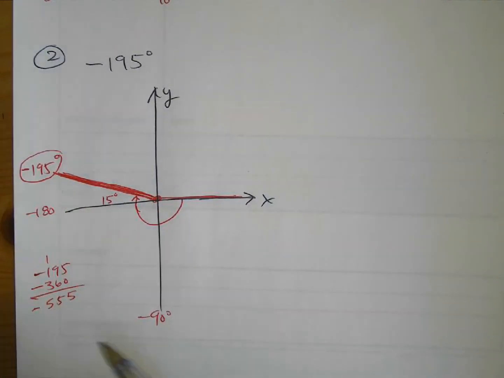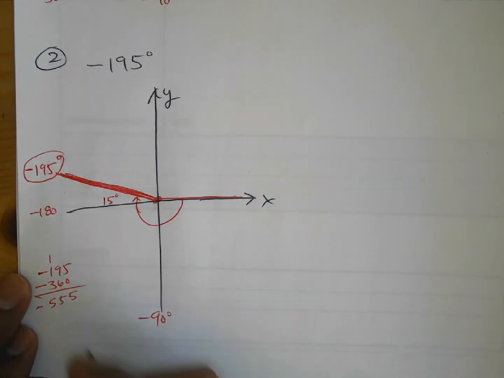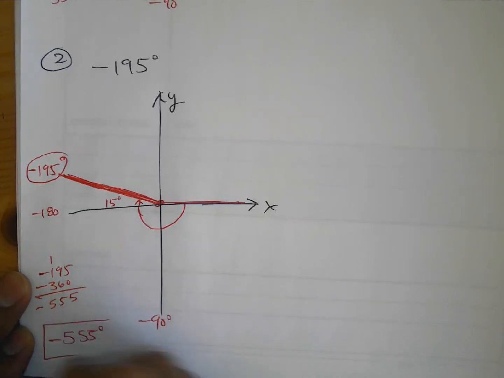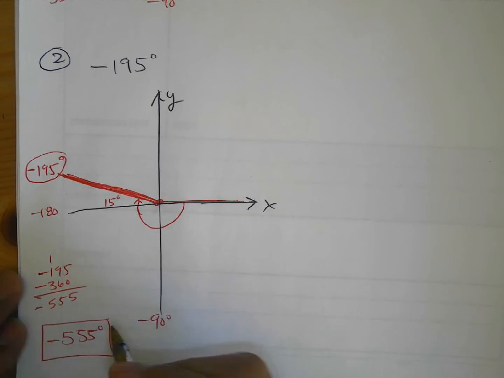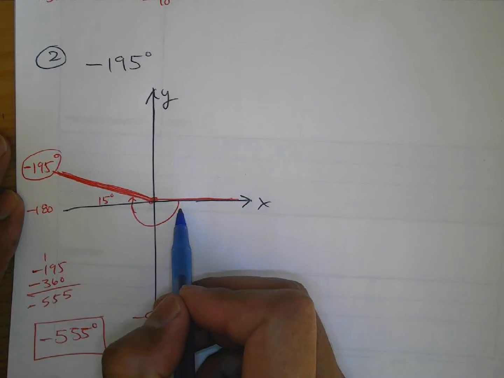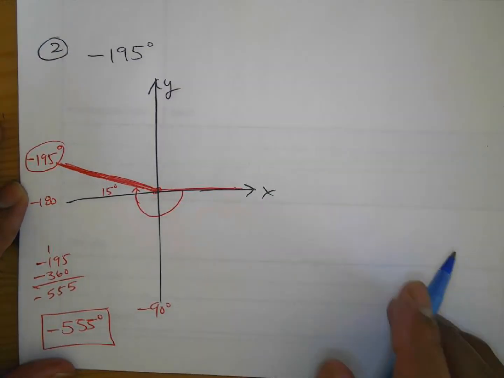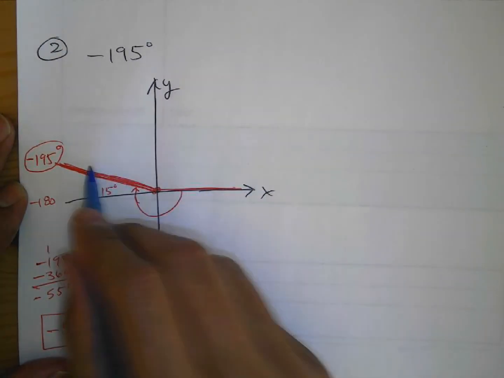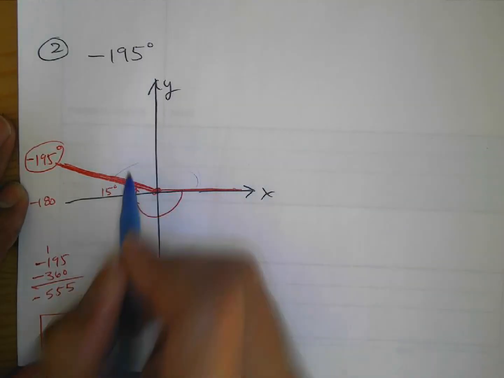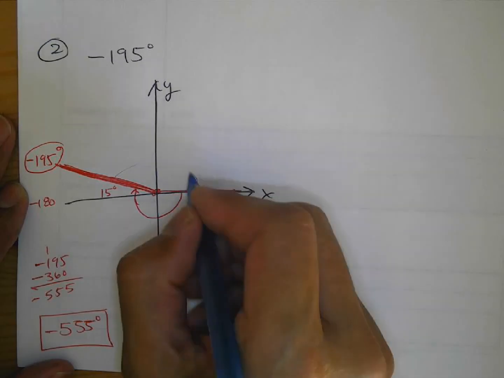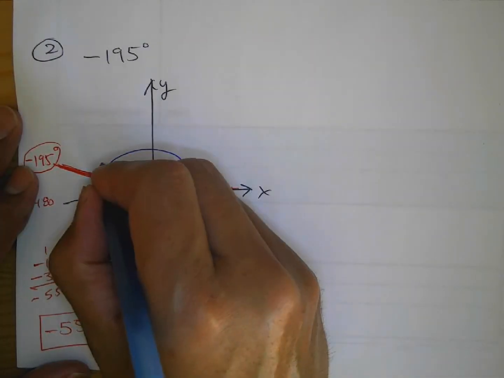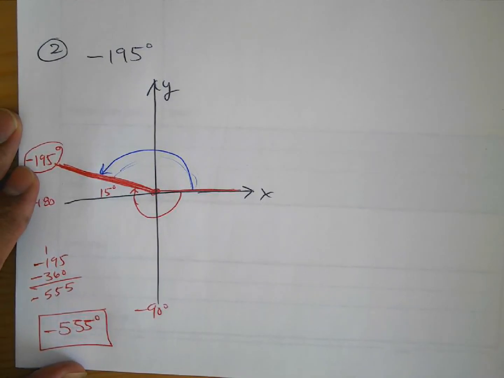Okay? So negative 555 is another negative angle that is coterminal. But how about the positive angle? We need to remember you need a positive and a negative. Well, we haven't done any positive angles, so just the first rotation angle to get there, that's going to be the answer. Whatever this is, that'll be my positive angle, right?